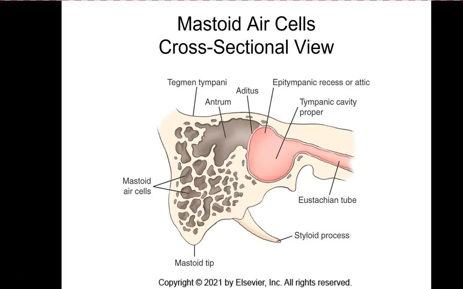Infection within this mastoid area is separated from brain tissue only by a thin piece of bone. And before effective antibiotics were commonly used, this was often a pathway for encephalitis, which is a serious brain infection. This thin plate of bone that forms the roof of the antrum, the adytus, and the attic area is called the tegmen tympani. So again, this thin piece of bone is all that's separating brain tissue from the mastoid air cells. And remember, infection can travel through the eustachian tube into the middle ear, into the mastoid region, and then it could transfer into the brain.